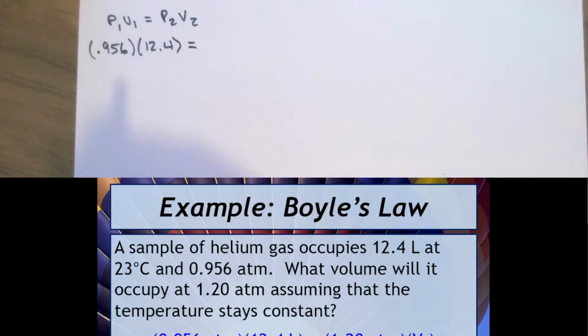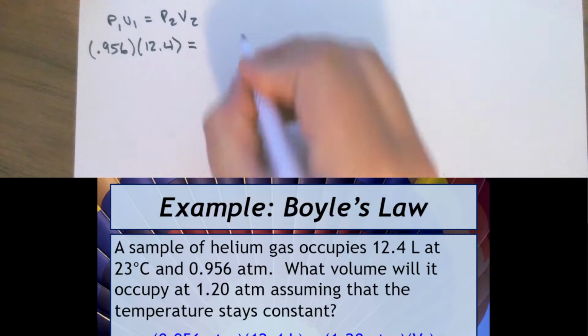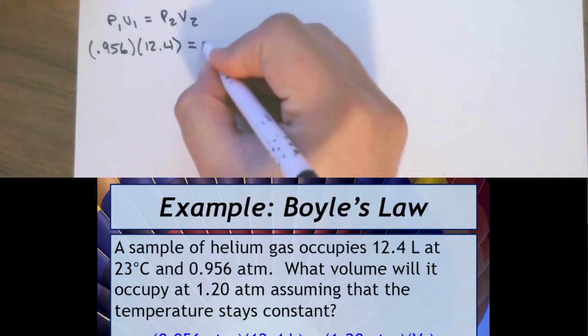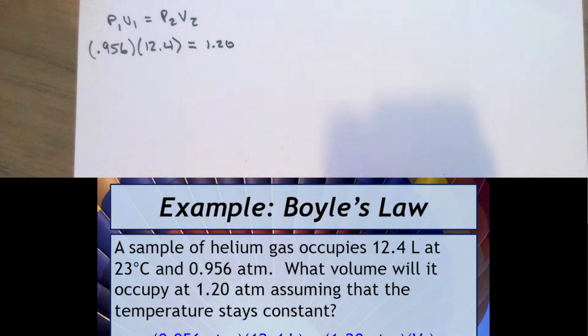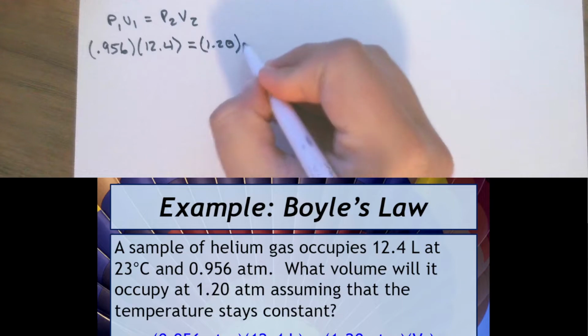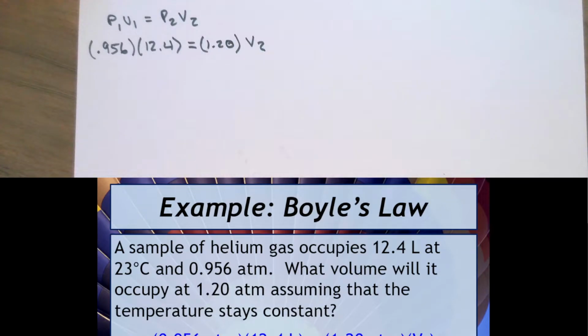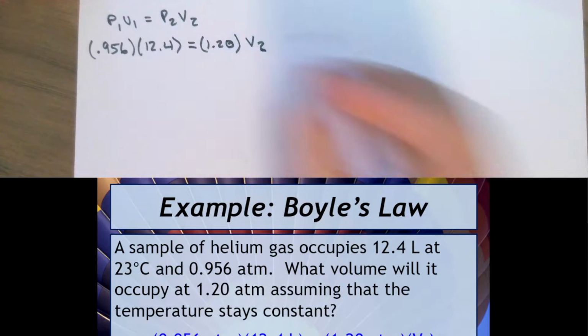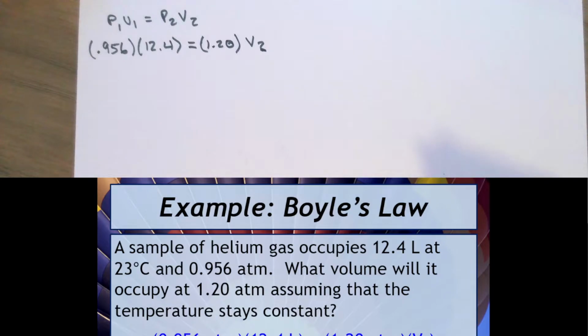On the right side, it says what volume will occupy. So that's my V2. That's what I'm looking for. If I have 1.20 ATMs of pressure, what volume do I occupy? V2. Okay. That's basically it. Now we're just going to solve for our missing variable, V2.